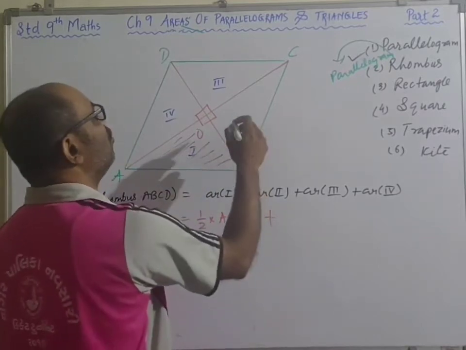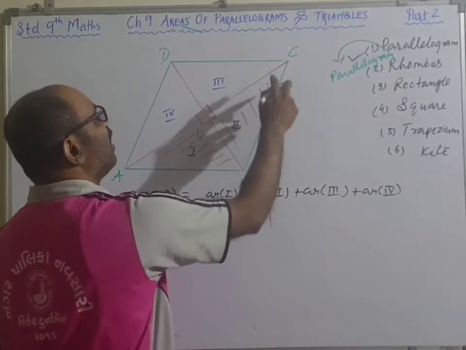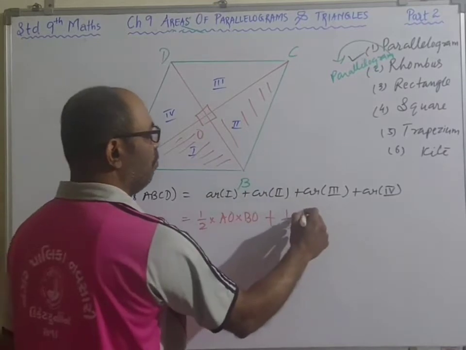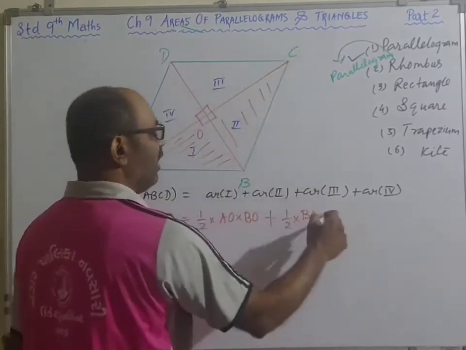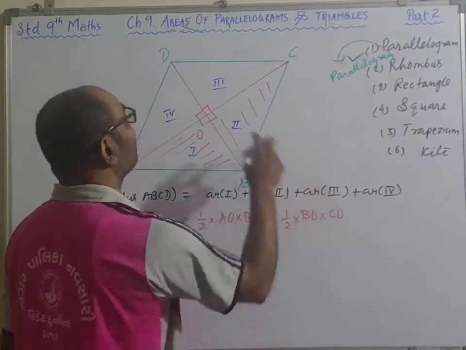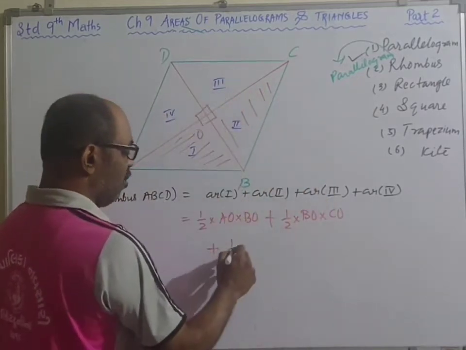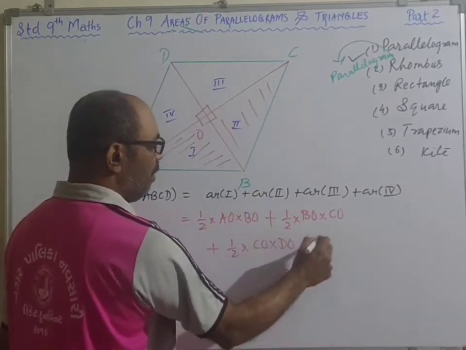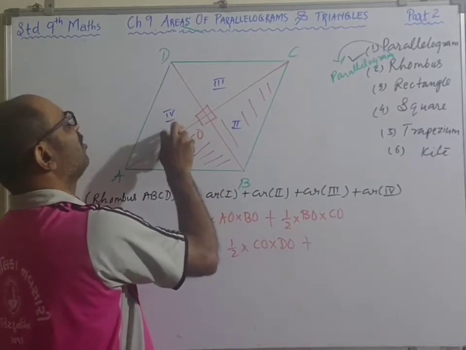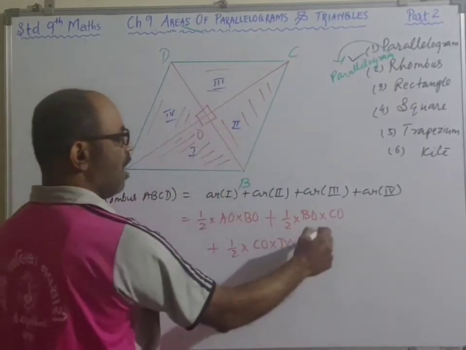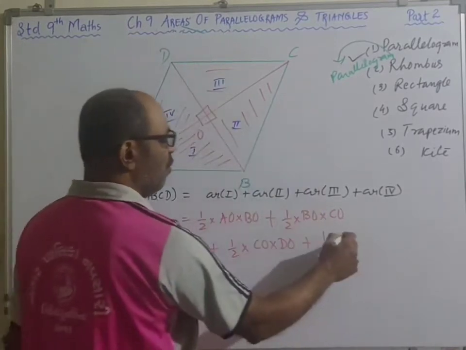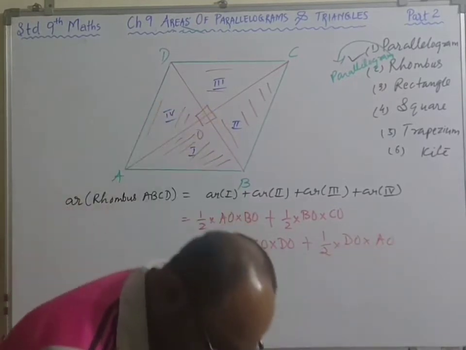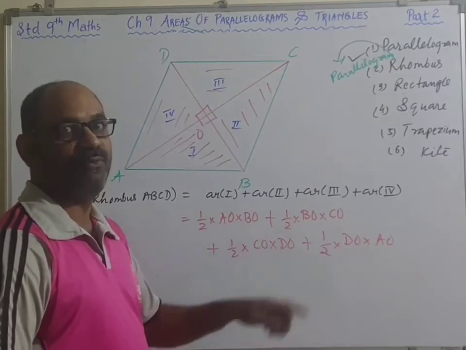Same way, children, part 2 is also a right triangle BOC. So half into the side forming right angle BO into another side forming right angle CO, plus part 3, it's also a right triangle. So half into CO into DO, plus the fourth one, it is also a right triangle. Correct, children? So half into DO into AO. Correct, children? Let's do one thing, totally 1, 2, 3 and 4 terms are there.